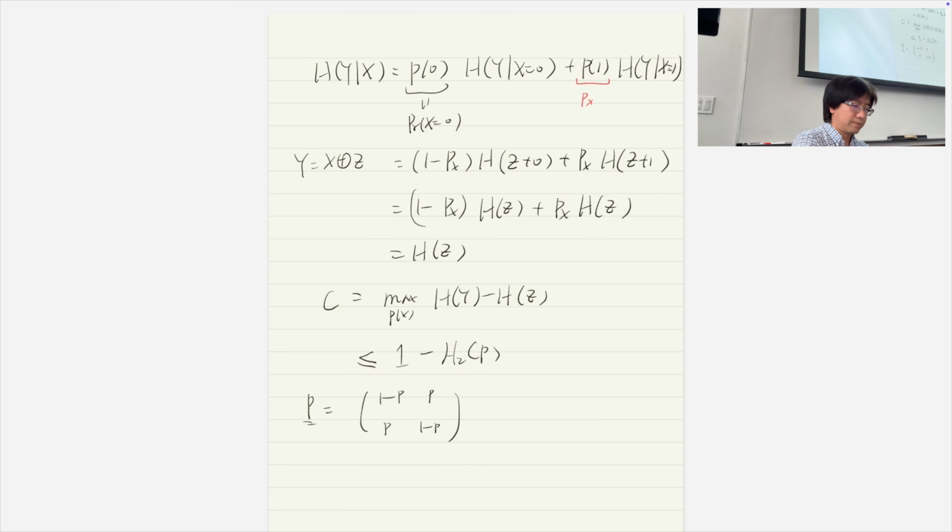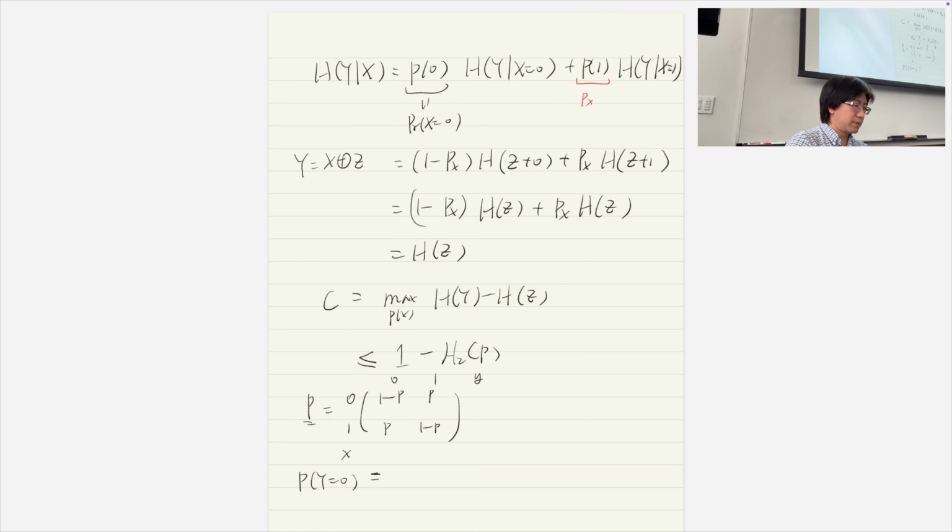Let's say here is 0, 1, and here is 0 and 1. This is x, this is y. This basically means, given x equals 0, what's the probability that y equals 0? This is the transition matrix of the BSC. We saw this last time. So if I have that, let's compute: what's the probability that y equals 0?